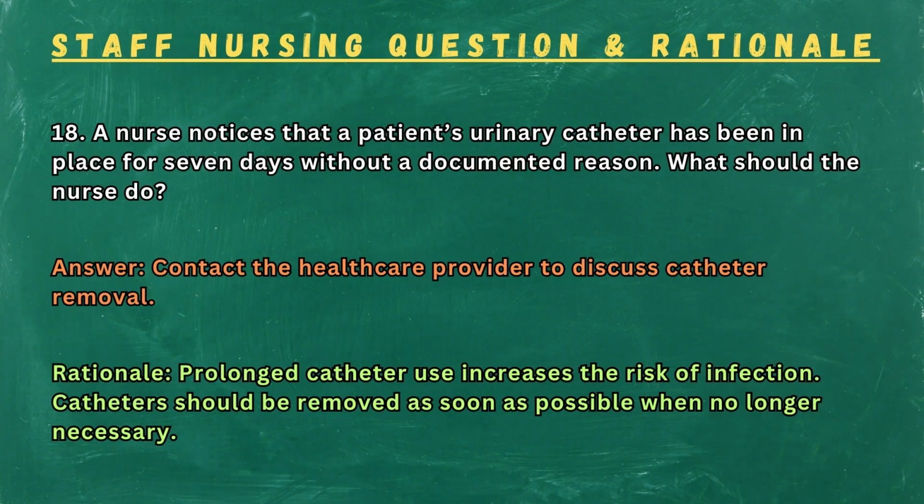18. A nurse notices that a patient's urinary catheter has been in place for 7 days without a documented reason. What should the nurse do? Answer: contact the healthcare provider to discuss catheter removal. Rationale: prolonged catheter use increases the risk of infection. Catheters should be removed as soon as possible when no longer necessary.